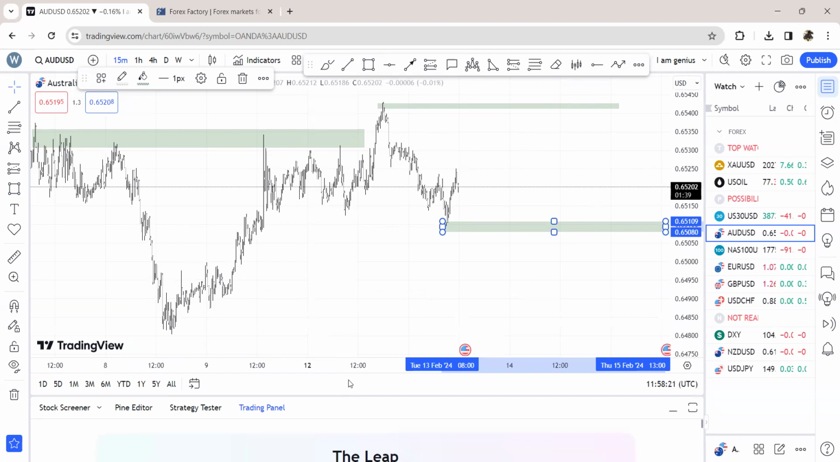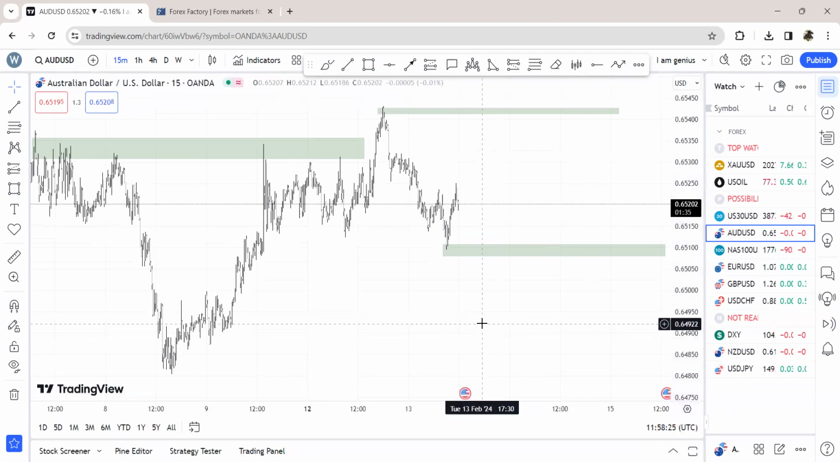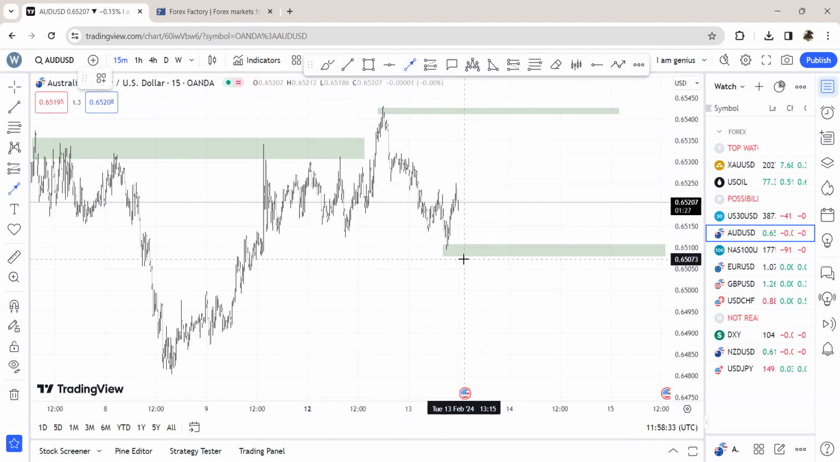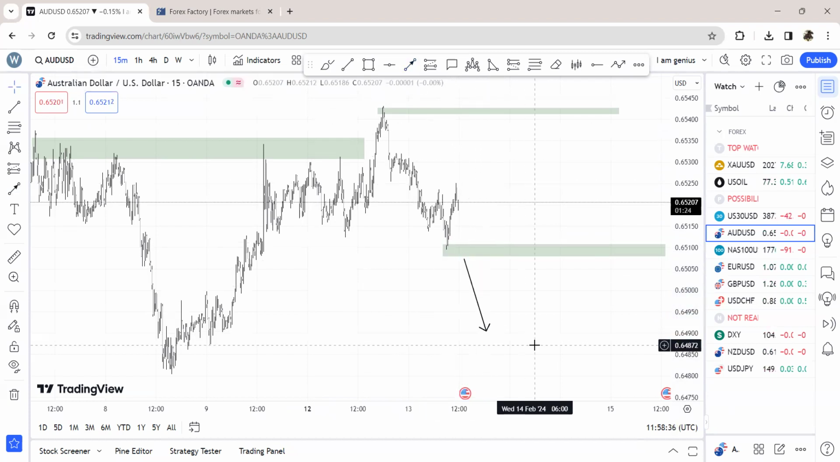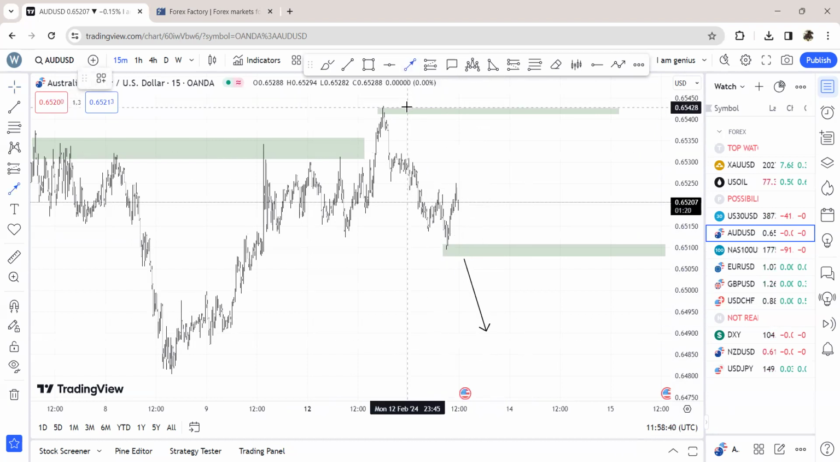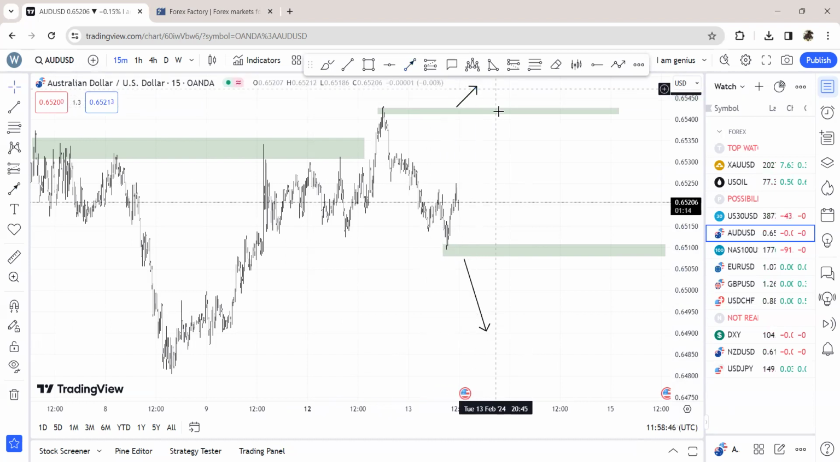Why do I do that? Because remember, support just means a level the market has failed to go further down. It has failed to break that level going further down. Then for resistance, it just means the market has failed to go any further up. So that means just this and that become your support and resistance.